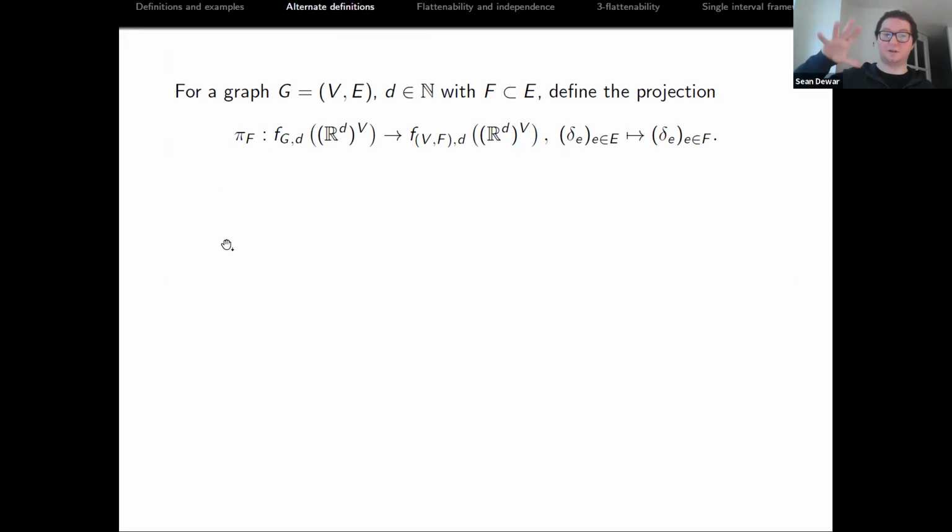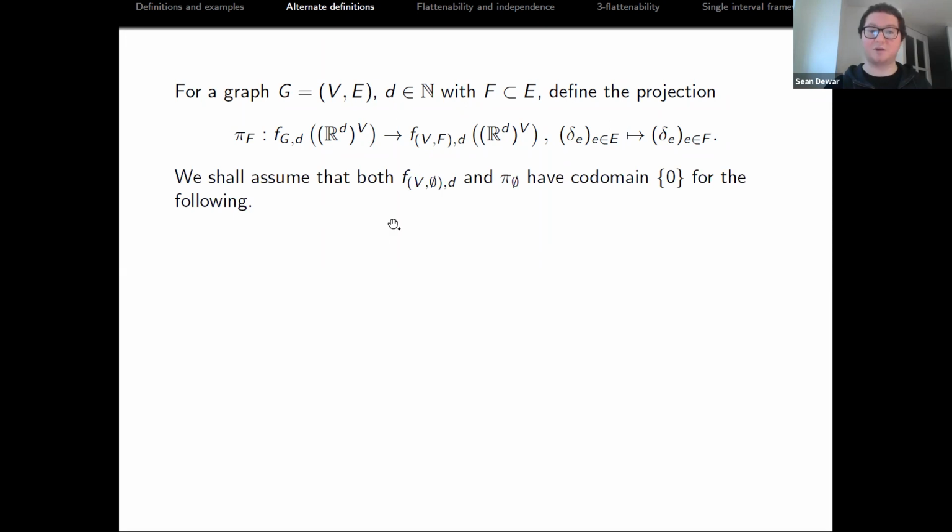All this does is it takes our realization, which gives us a set of edge lengths squared, and then this just says, okay, we only care about the edges in F. We don't care about the rest. So that's exactly what happens here.